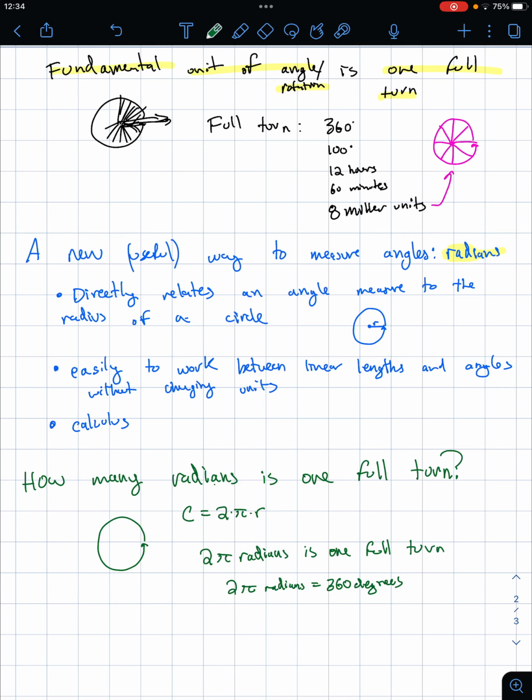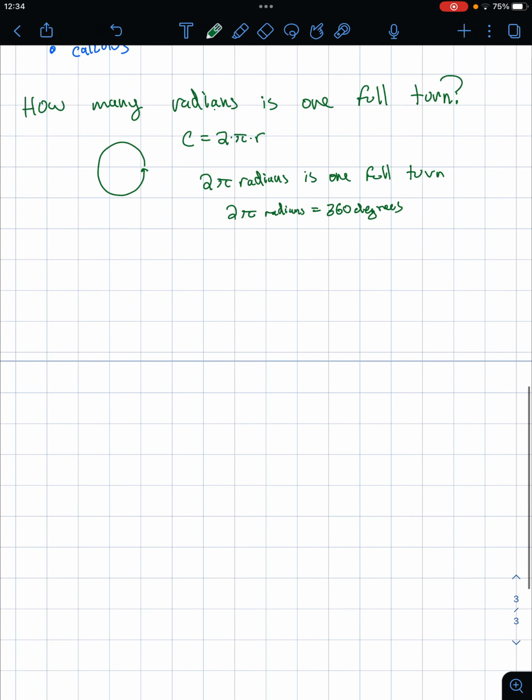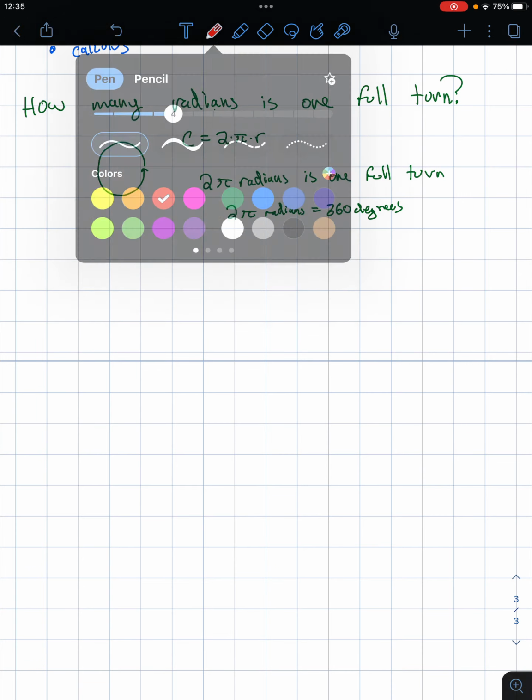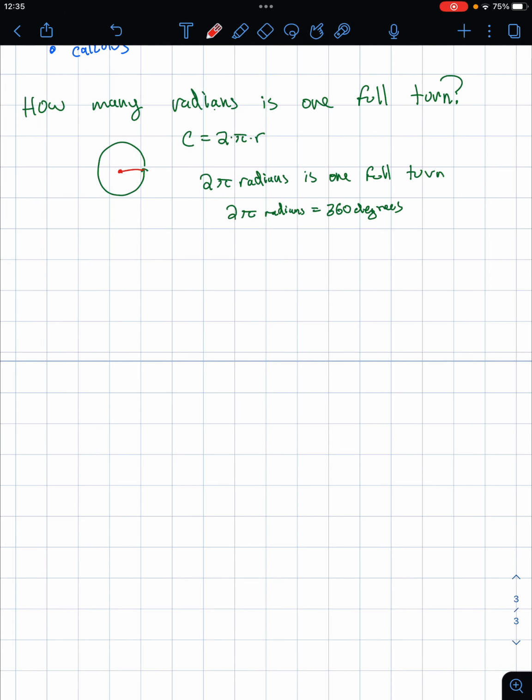Okay, but still I haven't really shown you what a radian is. So a radian, this is going to be a Miller definition. Google it if you want a better one. But the way I think of a radian is take the radius of the circle and wrap it around the circumference.